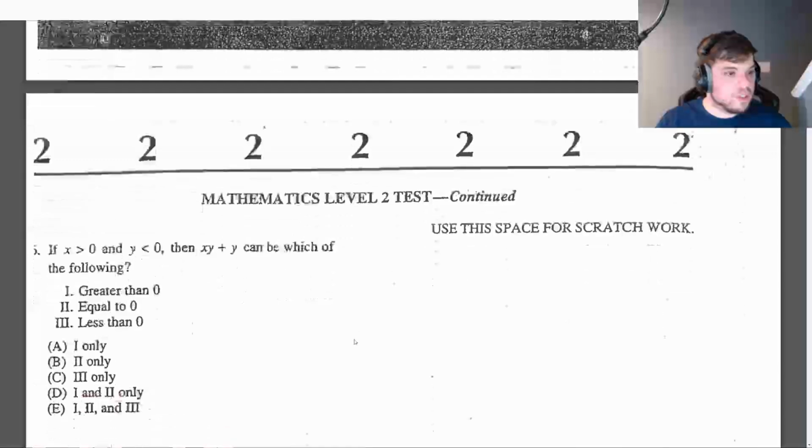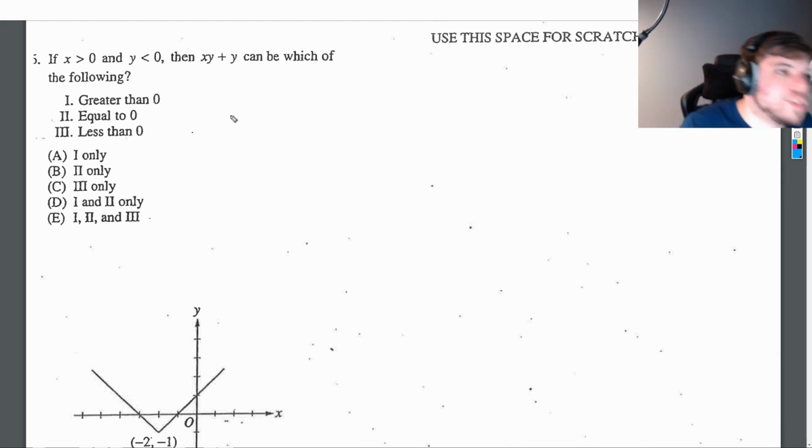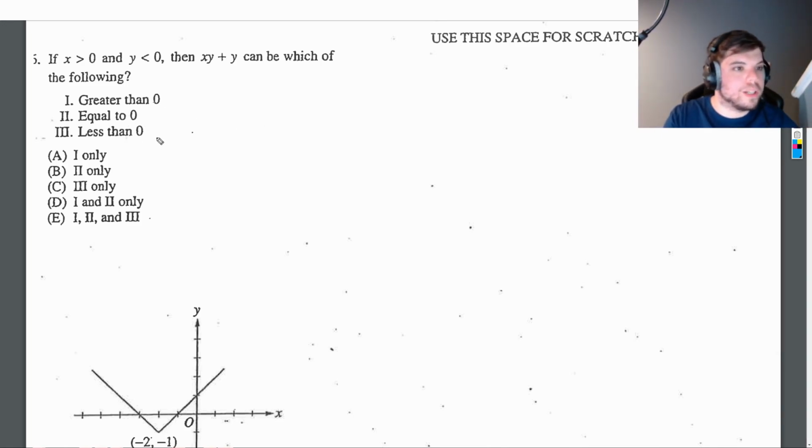All right, let's go to number 6. If x is greater than 0 and y is less than 0, so x is positive, y is negative, then x times y plus y can be which of the following? So essentially, which ones can't it be? You have 3 different possibilities: positive, 0, or negative. If x is greater than 0 and y is less than 0, what can't this be?